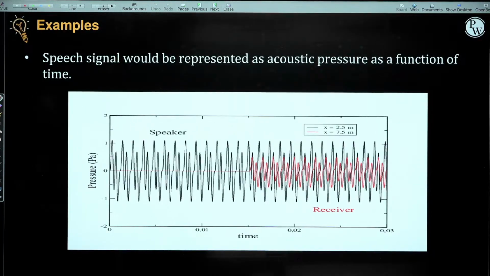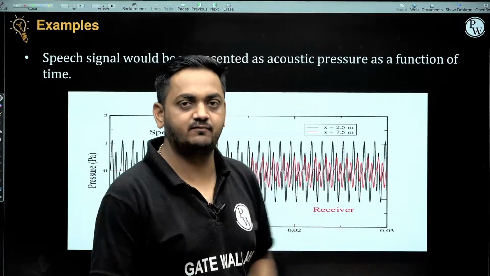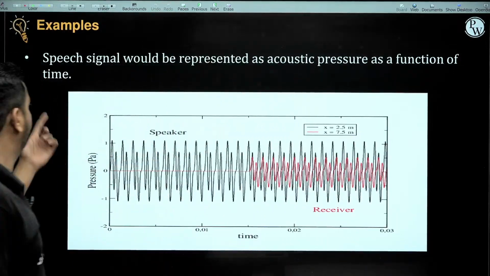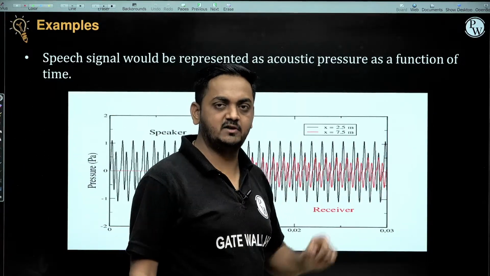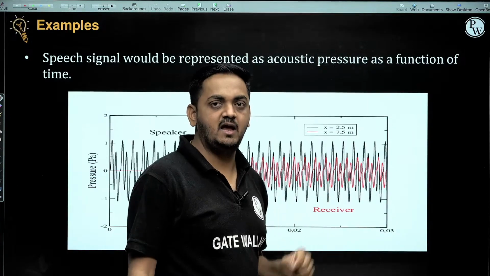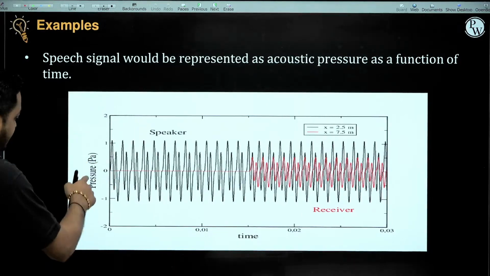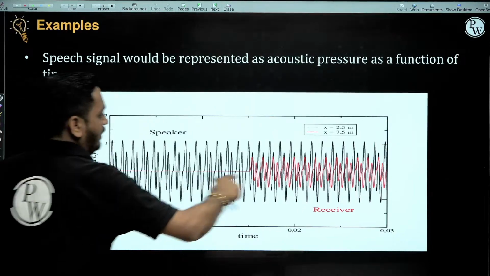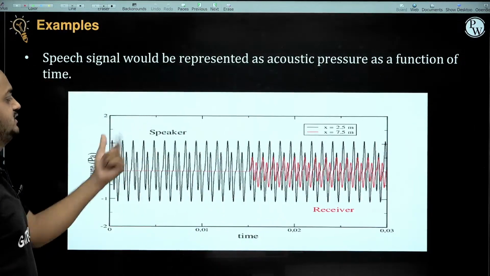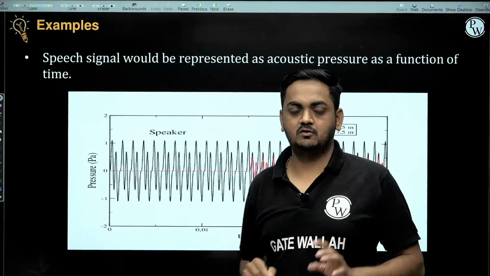Speech signal would be represented as the acoustic pressure as a function of time. You can see here as a function of time. So on x-axis again independent variable time. Okay, and with respect to time, acoustic pressure is varying, and we are marking the acoustic pressure with respect to time on the y-axis. So you can see here on y-axis the scale is pressure, guys, like 0, 1, 2, and on x-axis time, and this is, we can say, the output of this speaker. Okay. So acoustic pressure as a function of time.